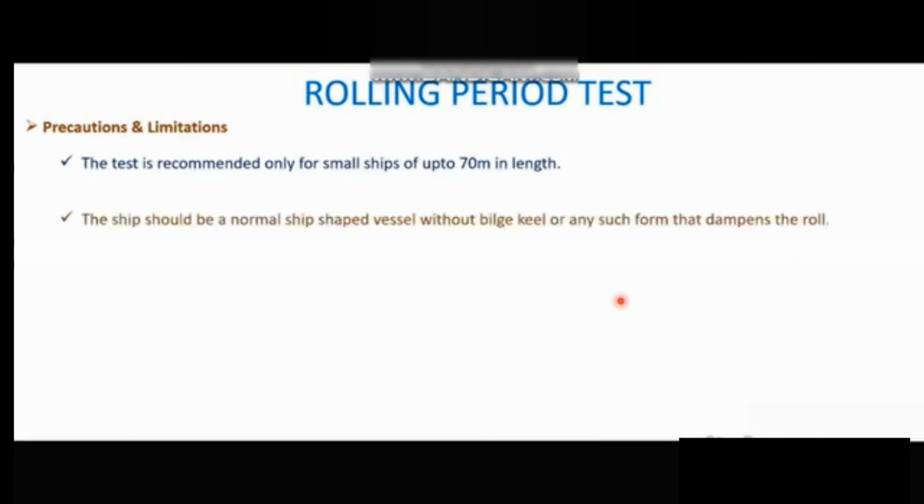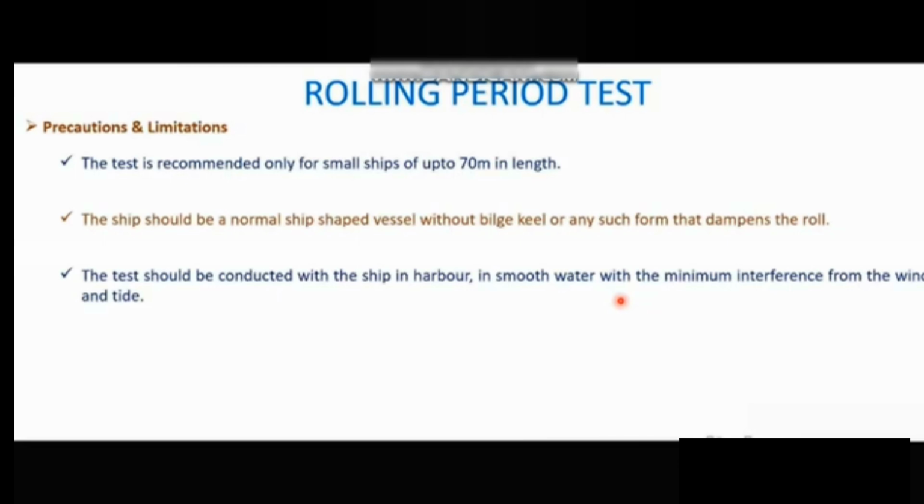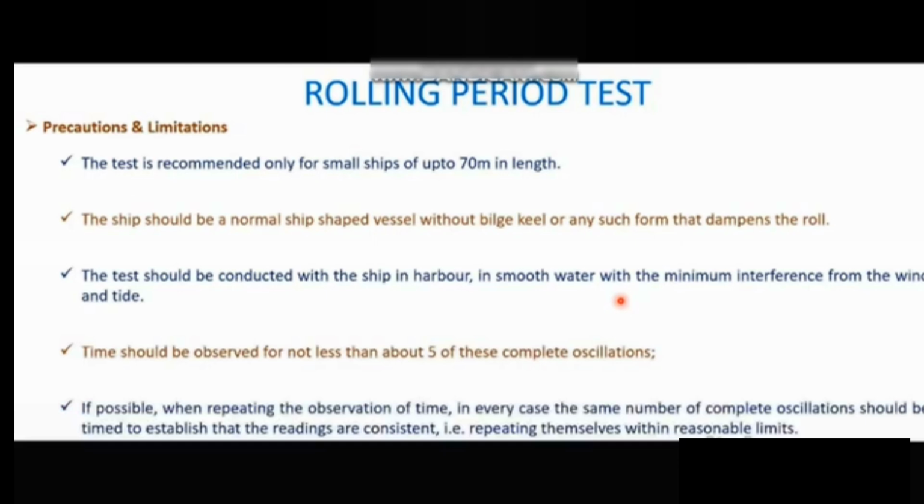Limitations, I think they are straight and simple. We already know them. Test is recommended for only small ships up to 70 meters. Ship should be a normal ship-shaped vessel without bilge keel or any such form that dampens the roll. Test should be conducted with ship in harbor or in smooth water with minimum interference from wind and tide. Time should be observed for not less than 5 oscillations. If possible, when repeating the observation of time, in every case, same number of complete oscillations should be timed to establish that the readings are consistent, that is, repeating themselves within reasonable limits.